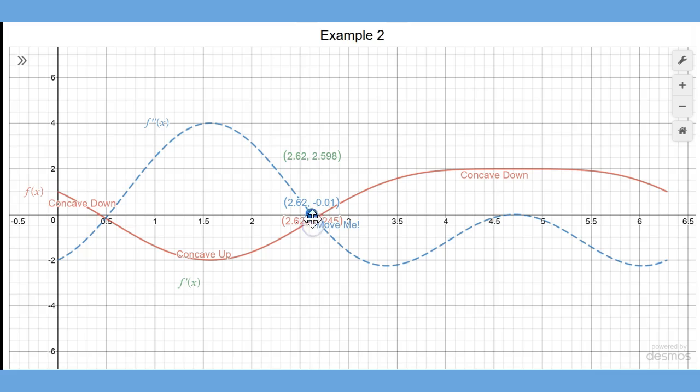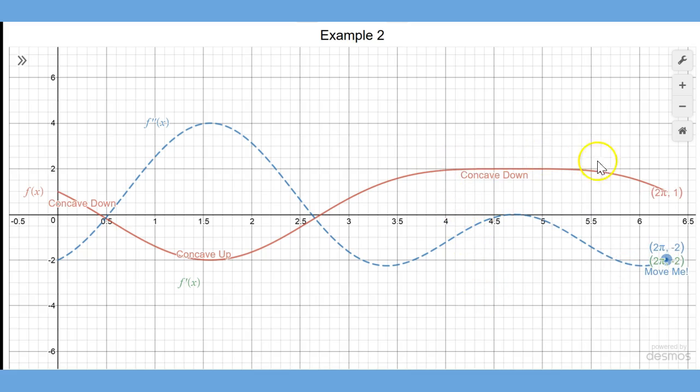Now notice that this is going to be an inflection point because my second derivative is 0 and my graph is changing from concave up to concave down. Therefore, my second derivative is going from positive to negative. So that second derivative is negative, that blue dashed graph is below the x-axis all the way until we get to 2 pi.